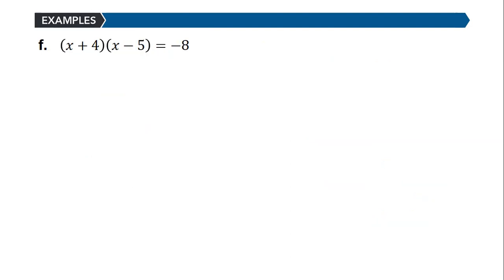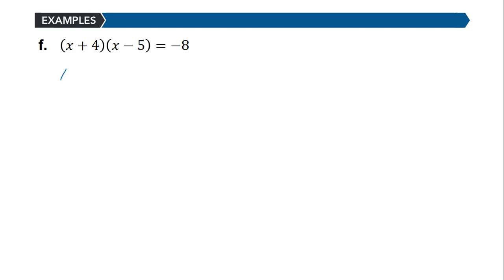And then one last example I want to work, it is the product x plus 4 times x minus 5 equals negative 8. Be careful on this one because the left side is factored, but the right side is not 0. So I can't do any funny math here. I have to undo the multiplication and set it to 0 before I can apply the zero product property.